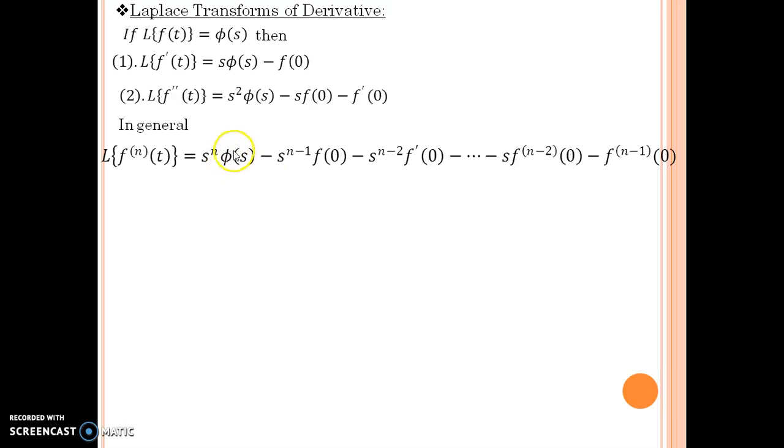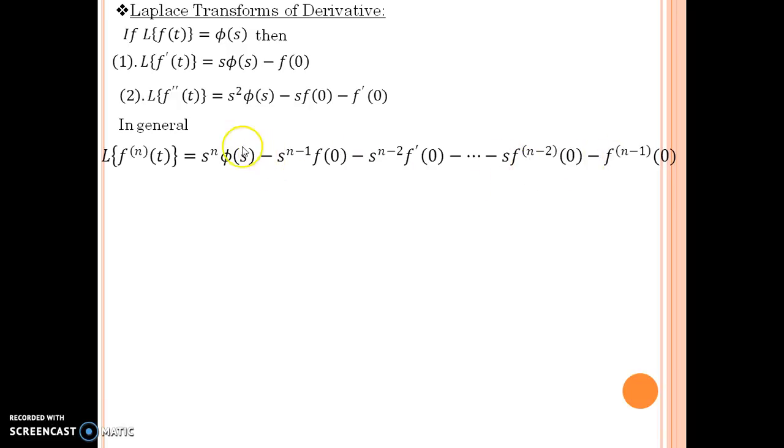See here, it's only the first term in which phi of s is involved. Phi of s is only in the first term. Then observe that the power of s goes on decreasing by 1. s to the power n, then s to the power n minus 1, s to the power n minus 2, and so on up to s to the power 0. Since nothing is here, that means there is s to the power 0.